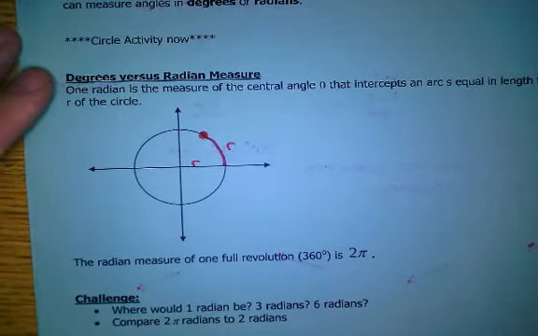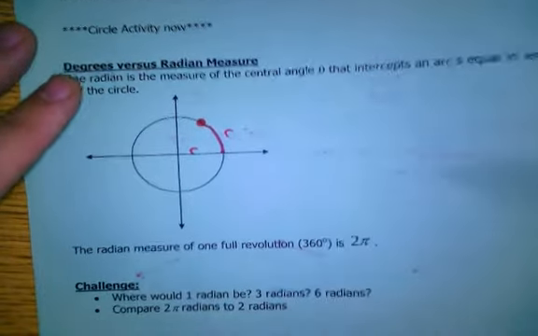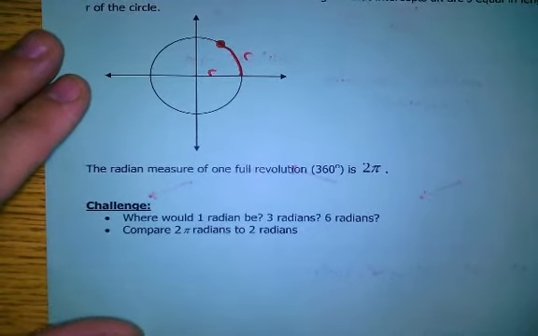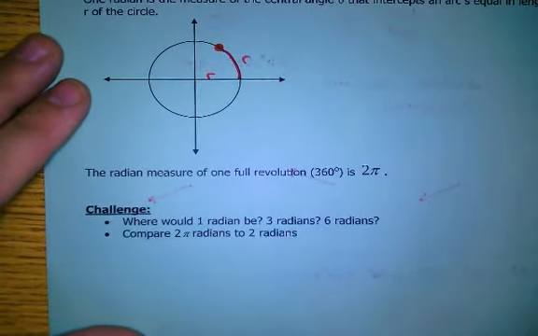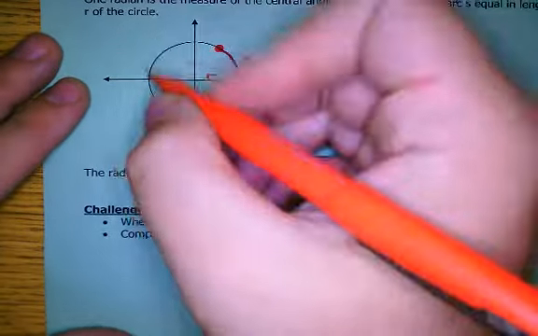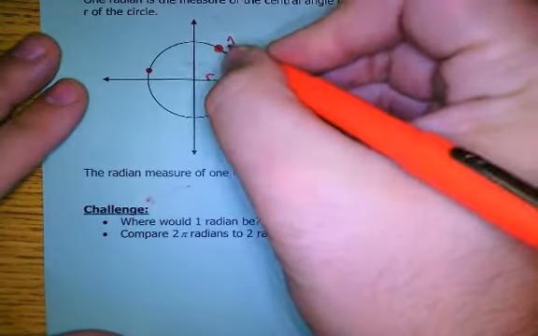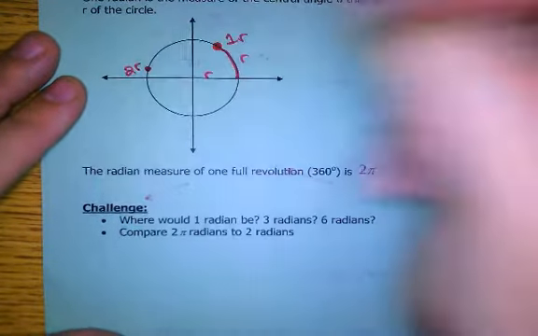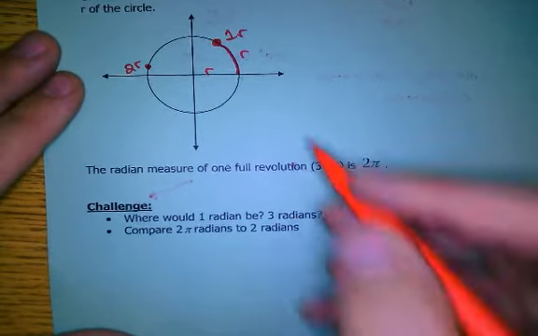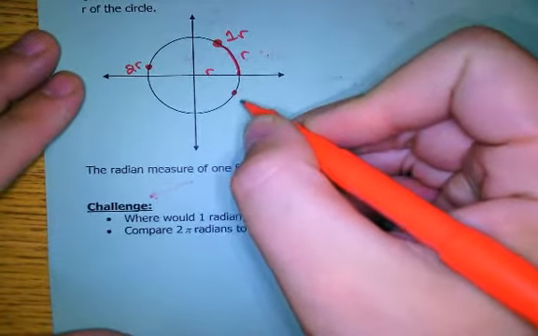Okay. Oh, the challenge. Where would 1 radian be? Just did it. Where would 3 radians be? Right there, thank you. Almost to the end. So this is 1 radian. This is 2 radians. Where would 3 radians be? Where would 6 radians be? A little bit away from that line. This is 6 radians.